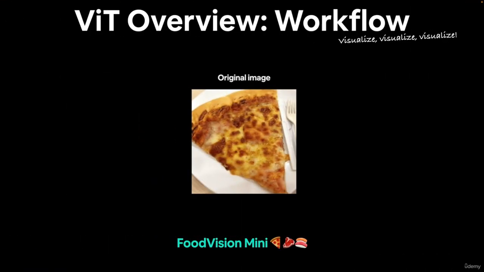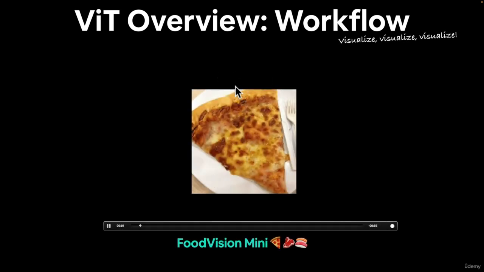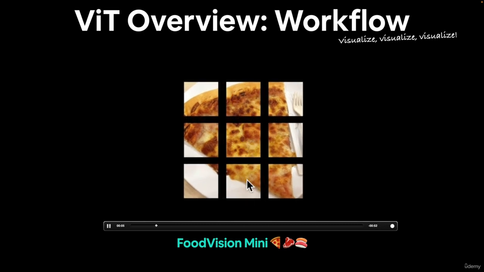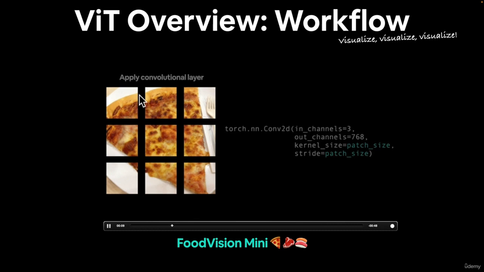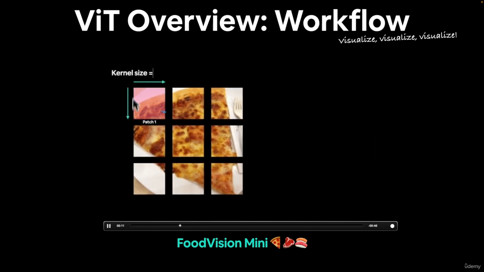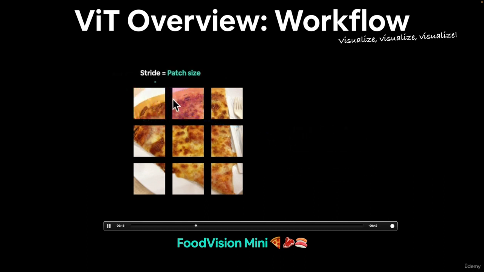Well, if we go back to our visualization, let's just rewatch this again. So our original image, we'll cut into patches. What we've just done is cut our image into patches, and we've applied this convolutional layer. So we've set the kernel size equal to the patch size. So we've got a patch, and then the stride is also equal to the patch size, so it jumps to the next patch, and it creates feature maps here, which are learnable representations of each patch.